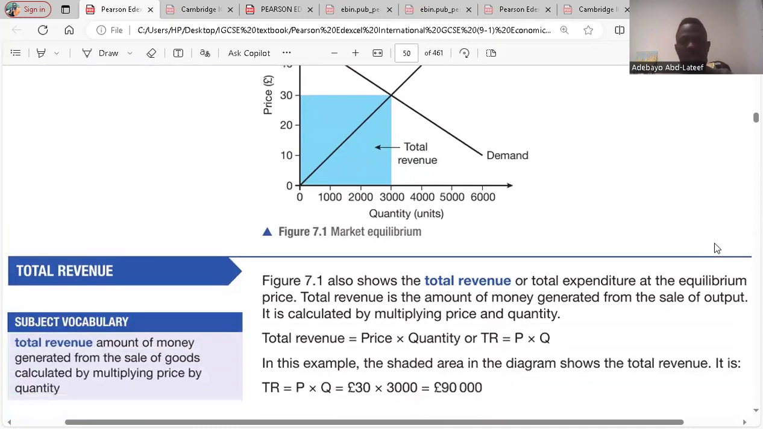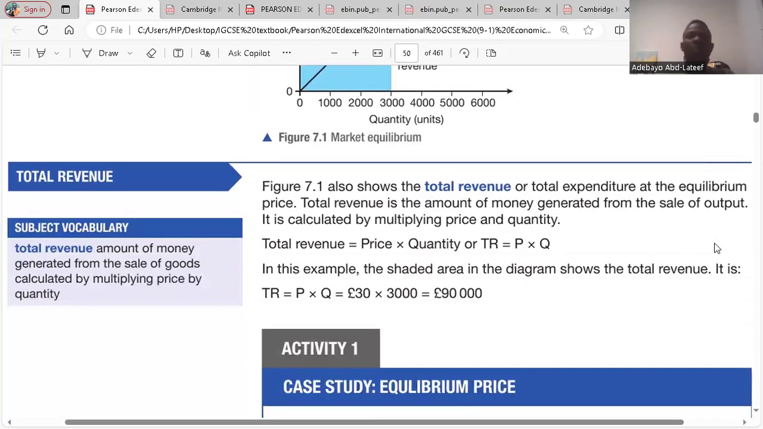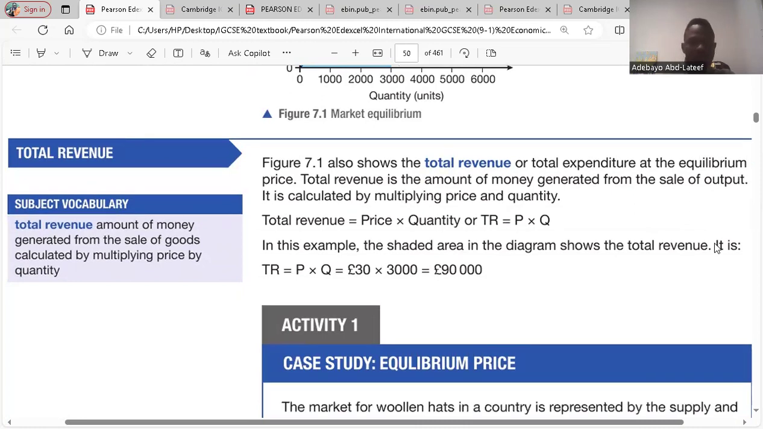So that takes us to total revenue. What is total revenue? Total revenue is the amount of money generated from the sale of goods. The formula is price multiplied by the quantity sold. The price of the product multiplied by the quantity of the products that were sold. That is total revenue. So we say TR is PQ. Any question about that?